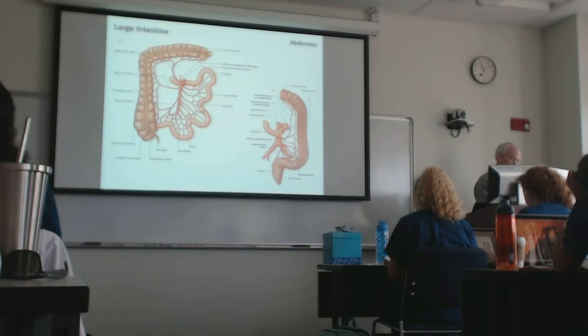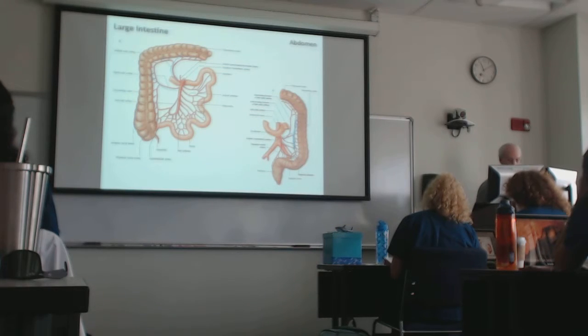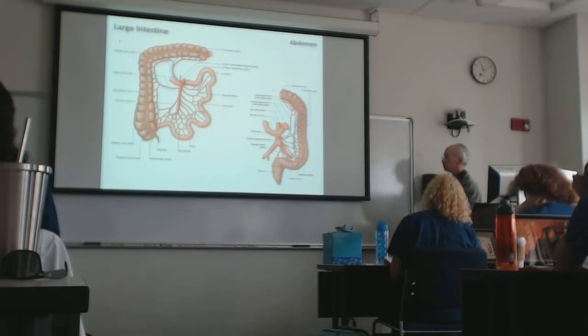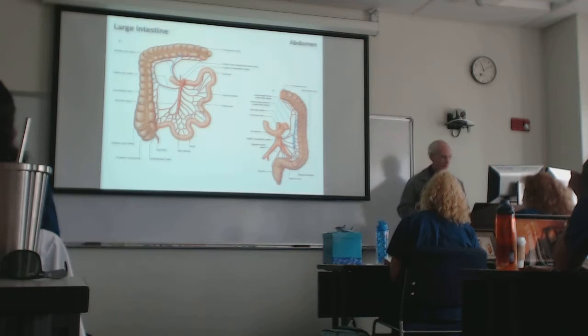You can see the right colic, the middle colic, the left colic, the sigmoidal colic, and then out here would be the marginal artery. And then what's distal, I think, is usually still called the vasa recta. Those little vessels that are perpendicular to the wall of the colon.